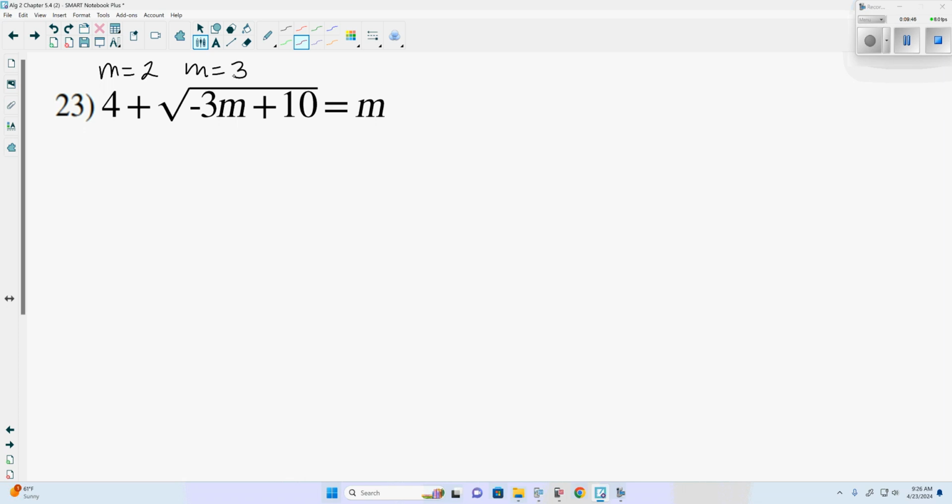So when we check this, we've got to check it with the original problem. So 4 plus square root of -3 times 2 plus 10 is equal to 2. Now the right-hand side is going to be 2. And as much as we want to move things across the equal sign when checking, we can't. Because at this point, we're wanting to check to make sure that the right-hand side is indeed equal to the left. Yes, we're checking for equality. So moving things from one side to the other is assuming equality. We can't assume it to check it. Does that make sense?